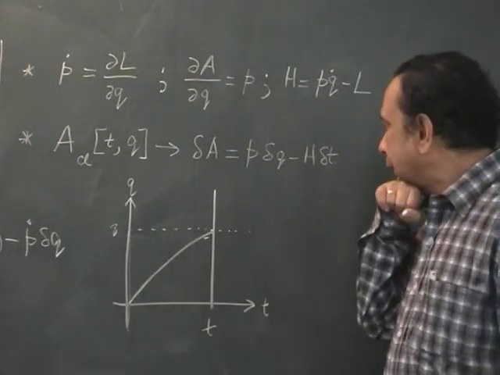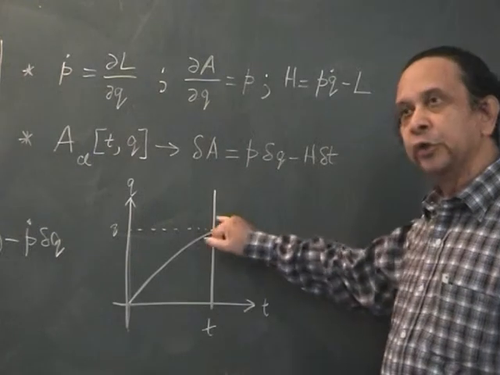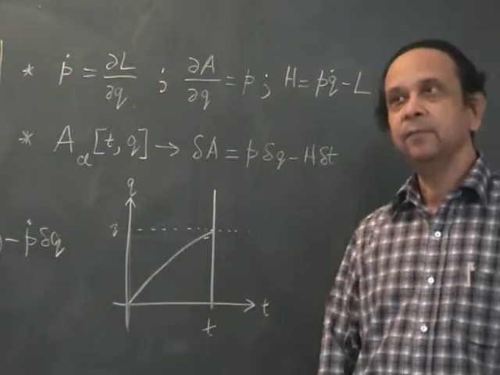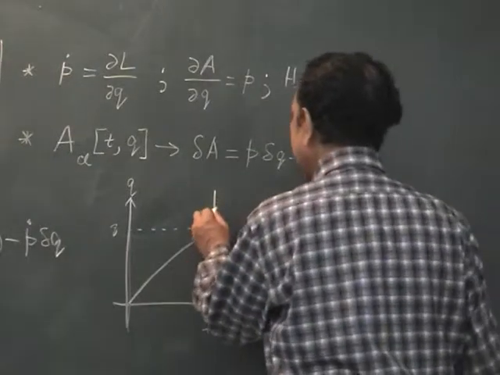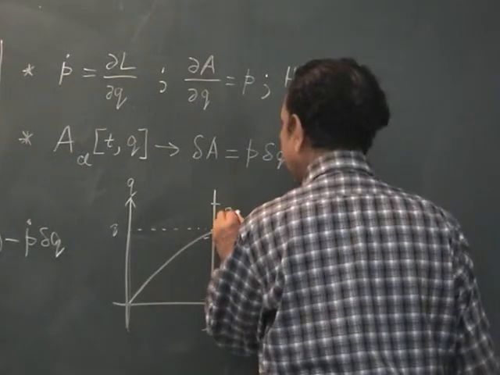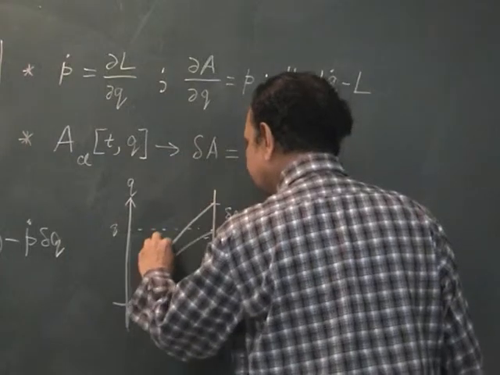Okay? Now suppose I vary q at the end point, but I don't touch t. So I am going to vary this q by some amount. So this is delta q. So I will have another extremum path.